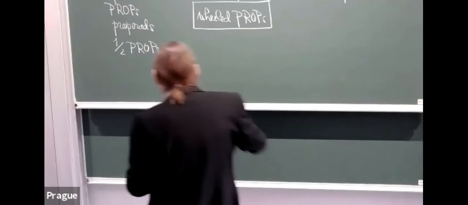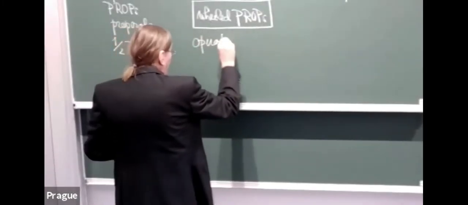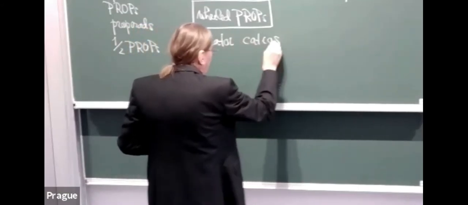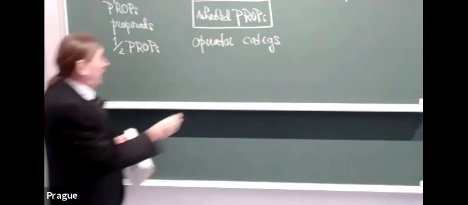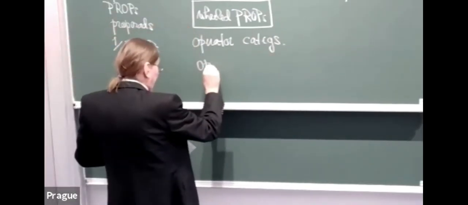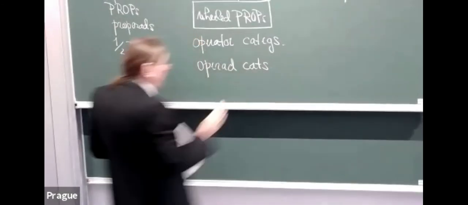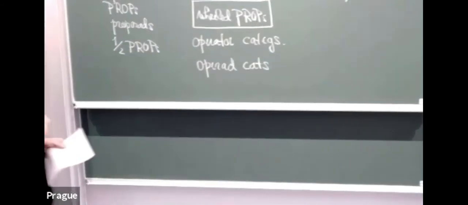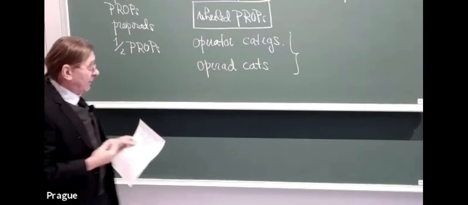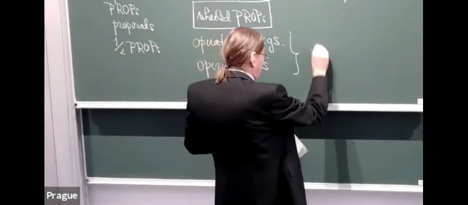So this is operator categories by Clark Barwick, and operadic categories by Michael Batanin and me. And what they have in common is that a very important role is played by the notion of fibers.